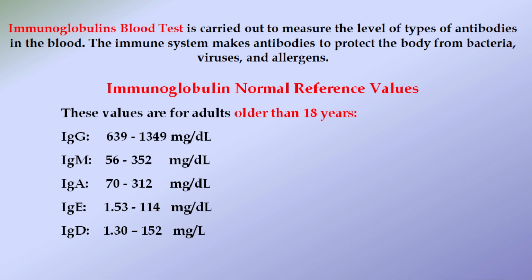Immunoglobulin's blood test is carried out to measure the level of types of antibodies in the blood. The immune system makes antibodies to protect the body from bacteria, viruses, and allergens.